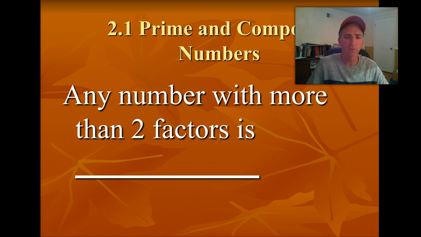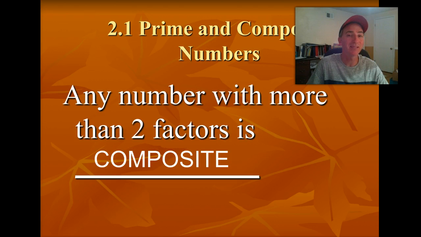Any number with more than two factors is called composite. Okay, give me an example. How about 8? 1 times 8 is 8, but I could also do 2 times 4. Okay, so 8 has 4 factors. 1, 2, 4, and 8. These are all factors of 8. There's 4 of them. Therefore, 8 is composite. Okay, so every number can be classified as prime or composite.